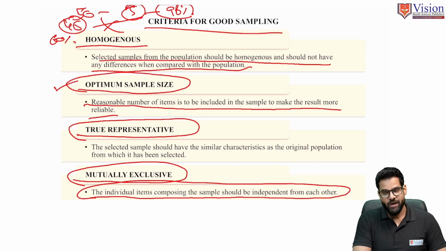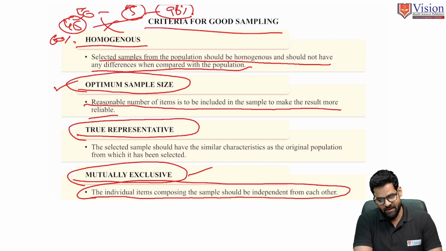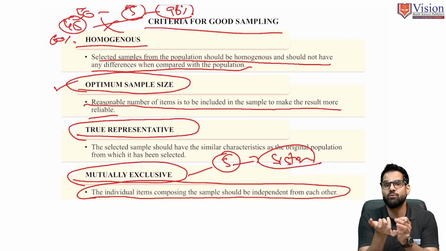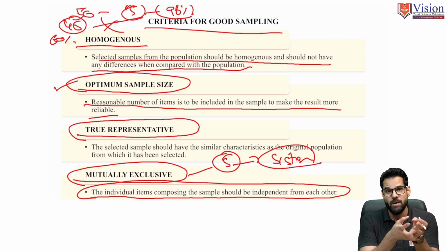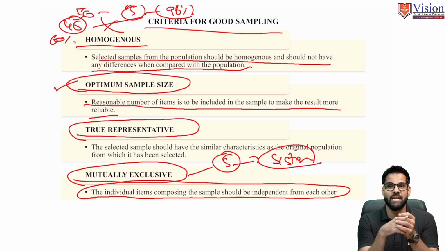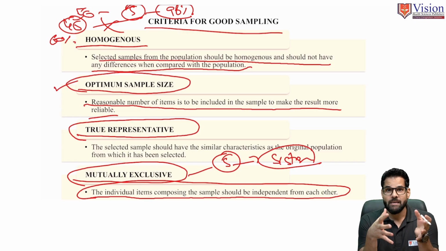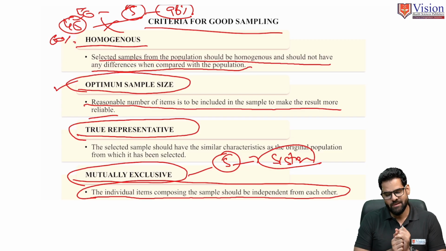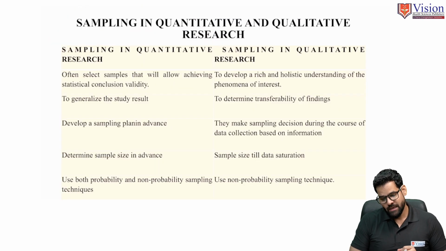For example, you have taken a sample of 5 people, and among the 5, 2 are twin sisters. They may influence each other. Their opinions may be the same, their IQ level could be the same, they are coming from the same home. So we cannot say they are independent. Their opinion may be dependent on each other. So whenever you select a sample, the sample should be independent. These are some of the important criteria that one has to consider.